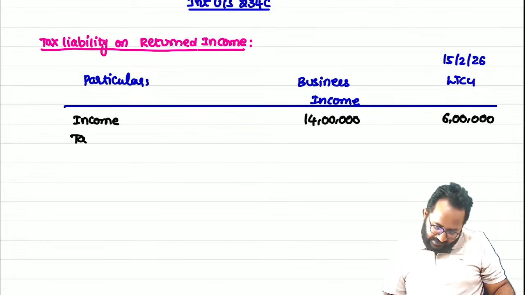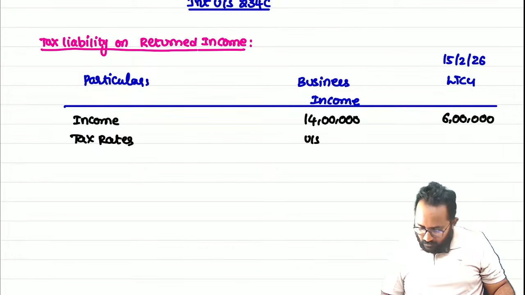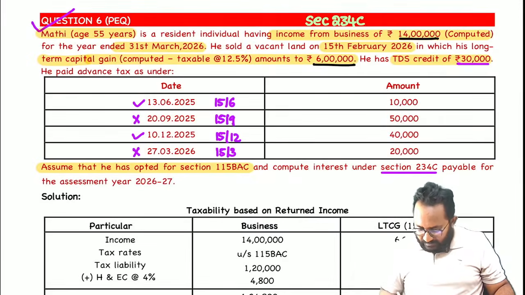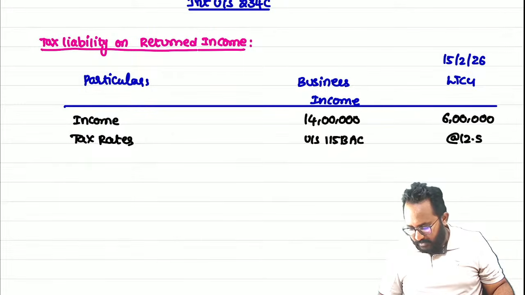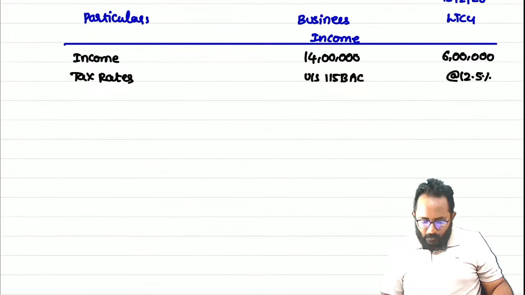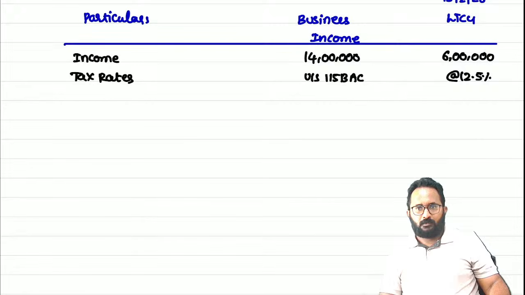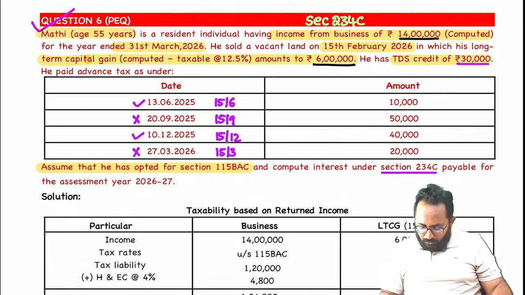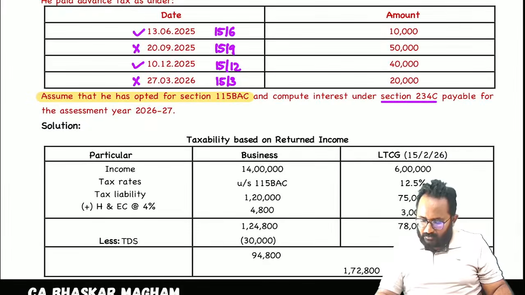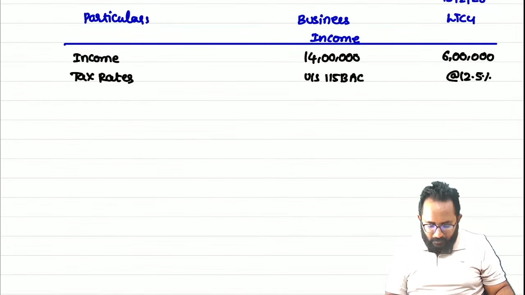Now what tax rates do we have to apply? Under section 115BAC we have to take, because in this question they are clearly giving that the assessee opted for 115BAC. Here what is that? 12.5. Now we can compute the tax liability.